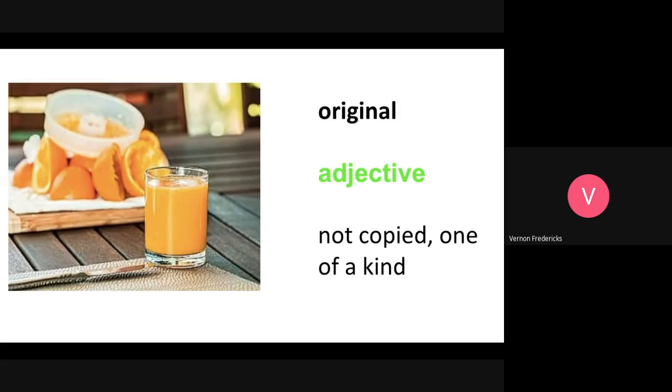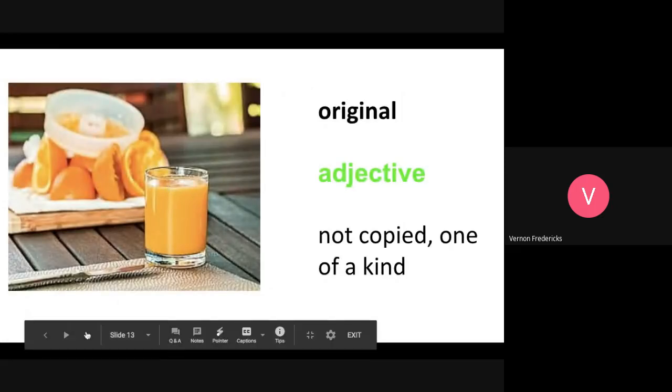In a sentence, I would use it. Ali's writing is very original. Yeah. So Ali's writing is original. Yeah. Or Ali is very original in his writing. So it describes how Ali writes or how Ali is. Yeah. Ali is original. Okay.